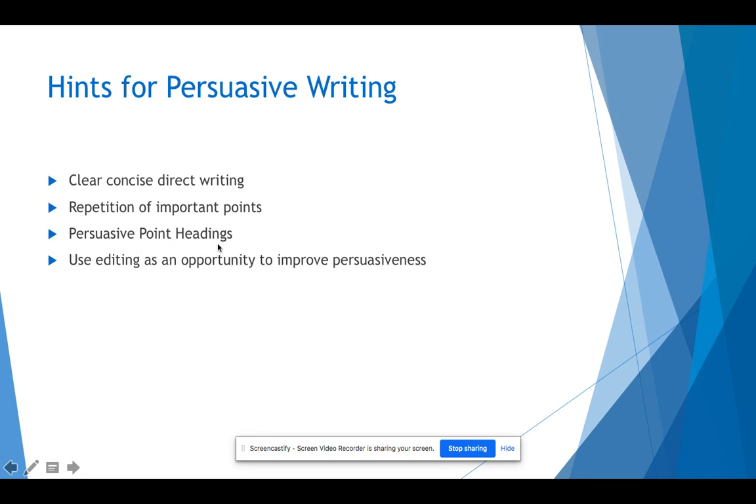You can, even your headings, you can make them in a persuasive fashion. And after you write a rough draft, just kind of more of a predictive way, and then you tweak it and you use your editing as an opportunity to make it more persuasive.